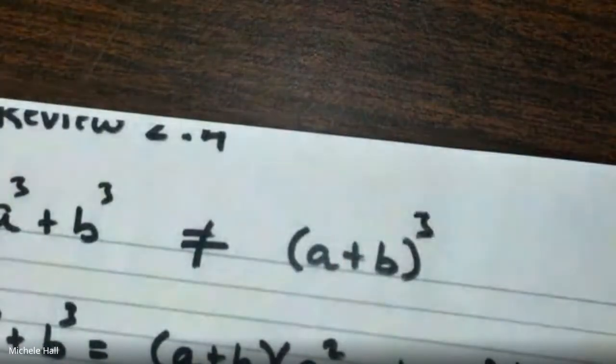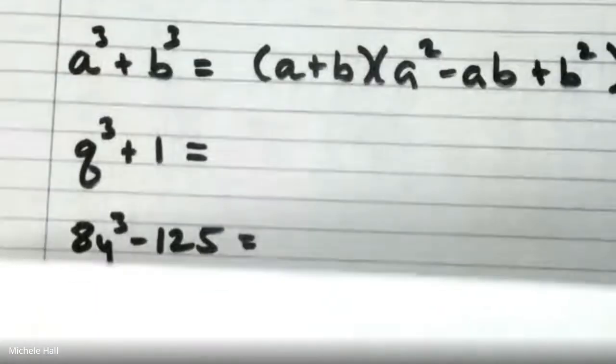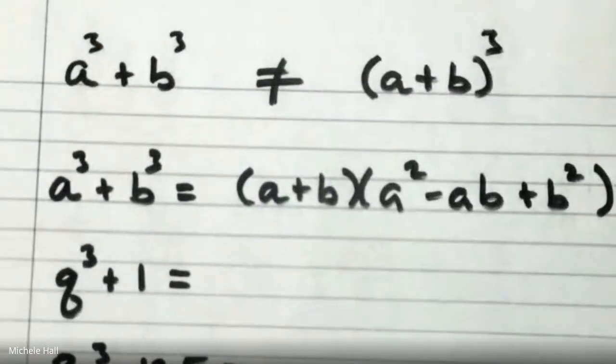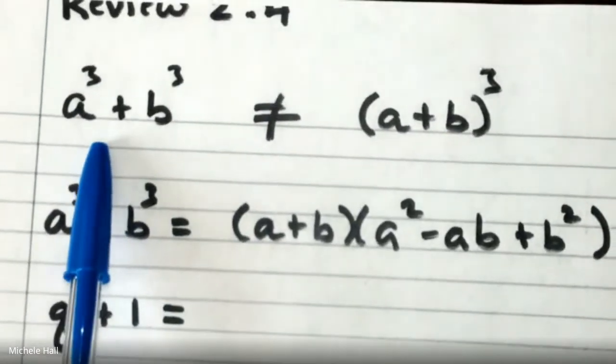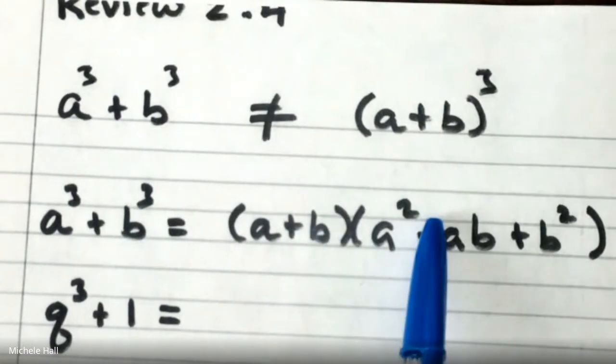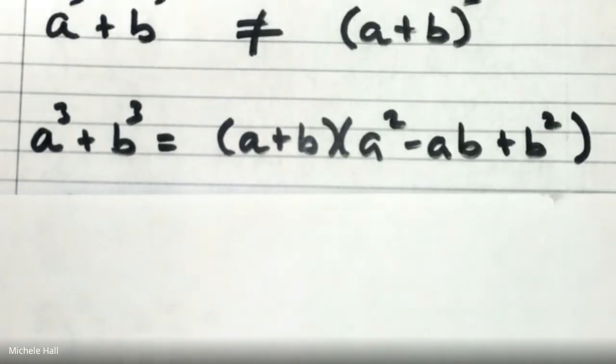There's a couple different ways of looking at doing this type of factoring. We're on cubics now, right? One thing you should know is that a cubed plus b cubed does not equal a plus b cubed. Those are not the same. And so there are two different ways. The video had one. Here's the second way.